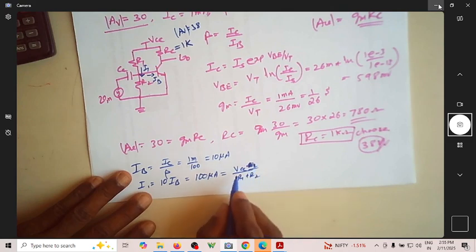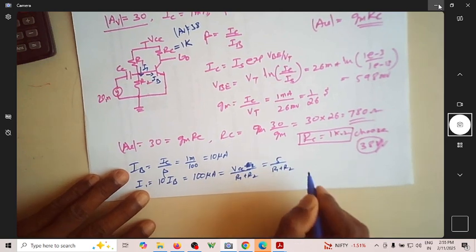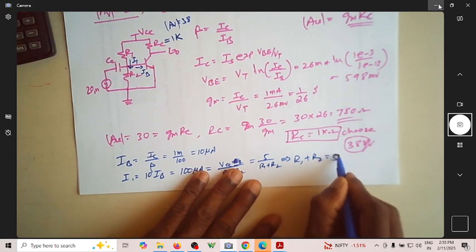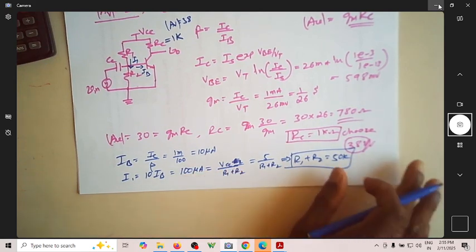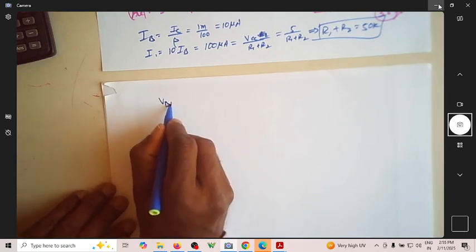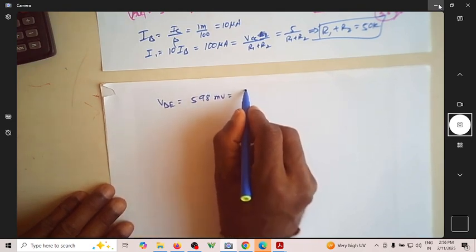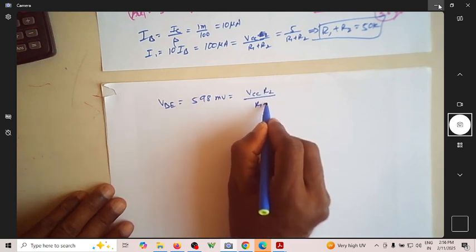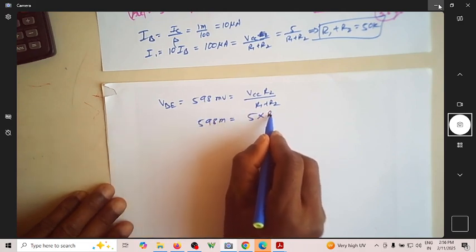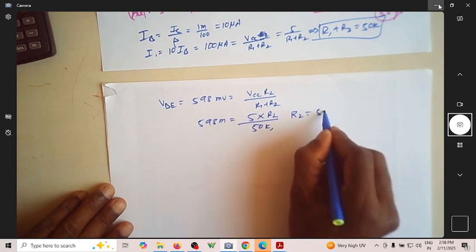Sorry, this R2 is not there. I1 is equal to VCC by R1 plus R2. So with VCC as 5, naturally R1 plus R2 will become 50k. This is one relation we are getting. Also VBE is equal to 598 millivolt, which is equal to VCC times R2 by R1 plus R2, so 598 milli is equal to 5 into R2 by 50k. Upon solving this, R2 becomes 5.98 kilo ohms.